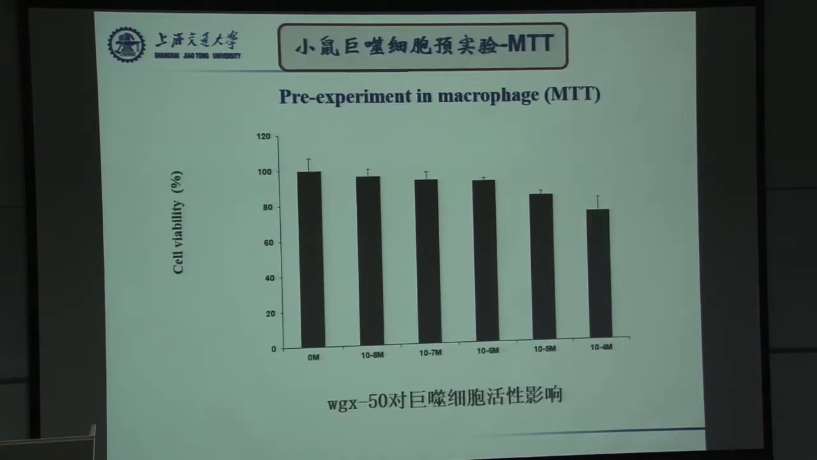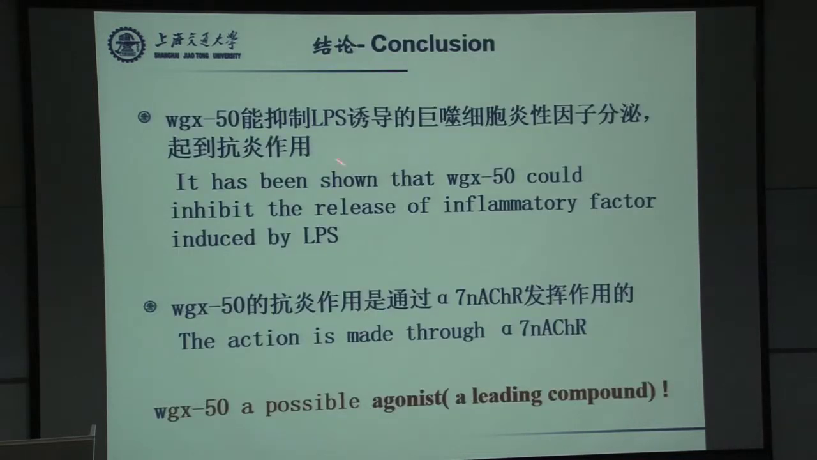So it means it's possible this thing functions through the alpha-7 receptor. And also, this molecule doesn't have much toxicity, because it's natural, as expected from the cell viability study. So the conclusion is that this molecule could inhibit release of inflammatory factor induced by LPS, and the action is made through this alpha-7 receptor. So it is possible this molecule could be a good candidate for Alzheimer's disease.